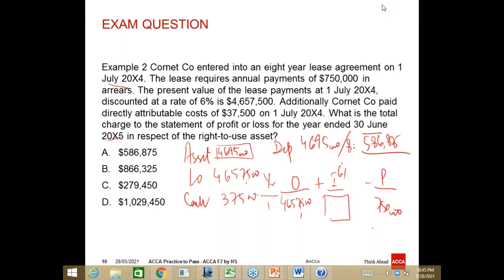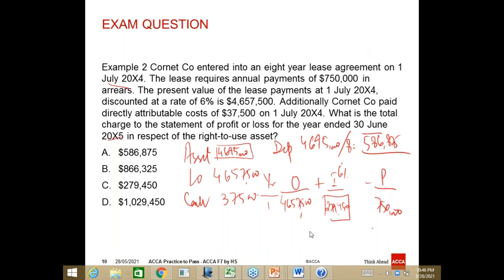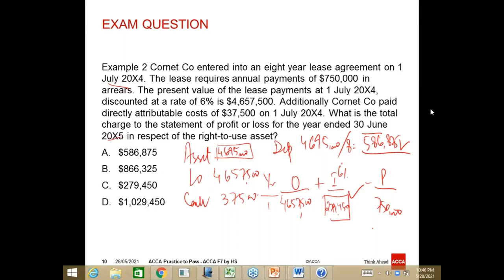Now, what about the interest cost? 279. So the right answer for this is B, by adding these two figures, this one and this one. We never recognize the direct cost in the liability.